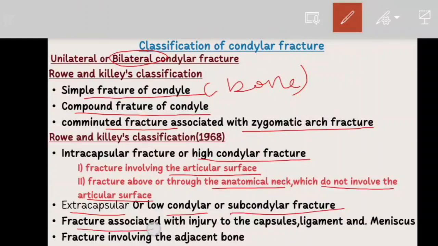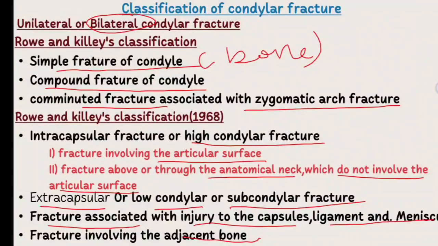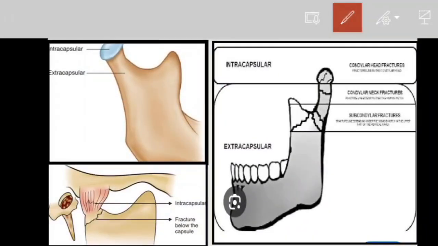Third one is fracture associated with injury to the capsule, ligament and meniscus. Fourth one is fractures involving the adjacent bone. Now you can see in this diagram, the upper part is the intracapsular fracture and the lower part is the extracapsular fracture, okay. In the intracapsular fracture, the fracture line is inside the joint capsule. So you see a line is drawn that is inside the joint capsule, and the fracture line is below the capsule in the neck region. So it is an extracapsular fracture.